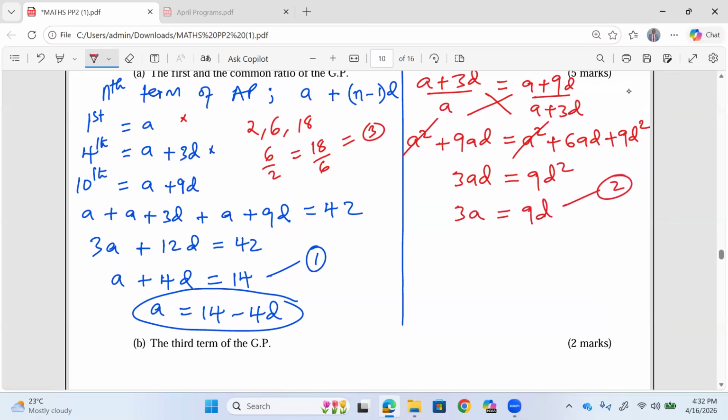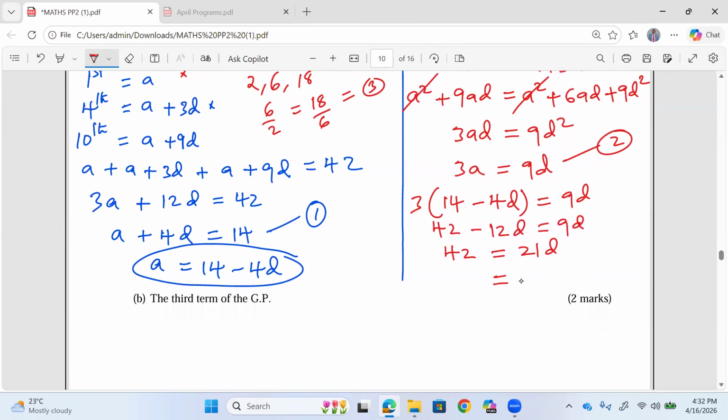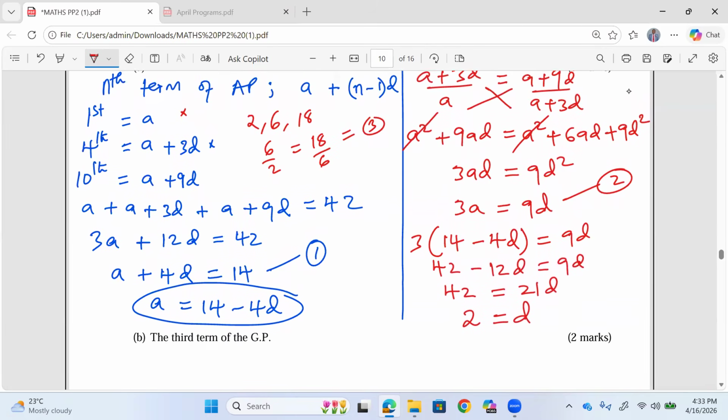Now when we solve by substitution, ladies and gentlemen, 3 times, and instead of A, we write 14 minus 4D, should be equal to 9D. So this is 42 minus 12D equals 9D. The value of 42 equals 21D when we take 12 to the right-hand side. So the value of D becomes exactly 2 after dividing through by 21.